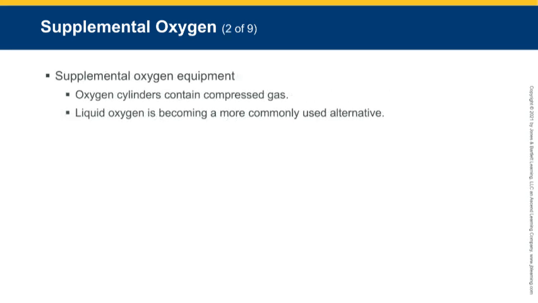Oxygen used in pre-hospital settings comes from two primary sources: compressed gas cylinders and liquid oxygen systems. Oxygen cylinders contain highly pressurized gas and are the most common source used by EMS providers. Liquid oxygen is an alternative that provides a larger volume of oxygen in a smaller container, making it more portable. However, liquid oxygen must be stored at extremely cold temperatures to remain in its liquid state.